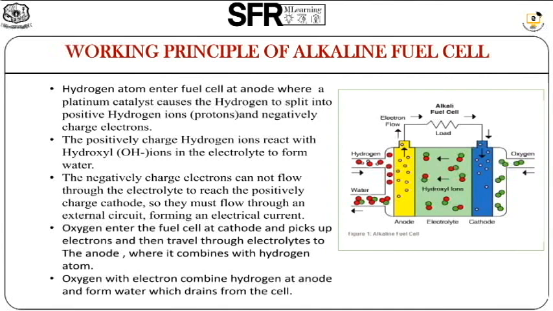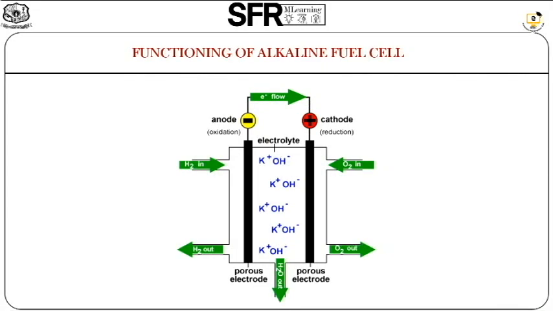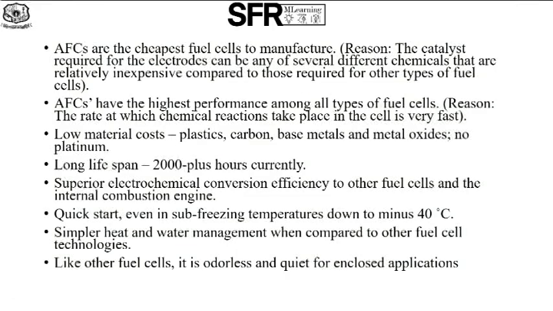Oxygen enters into the fuel cell at the cathode and picks up the electrons, and then travels through the electrolyte to the anode where it combines with the hydrogen. Oxygen with electrons combines with hydrogen at the anode and forms water which drains from the cell. So this is the functioning of alkaline fuel cell.